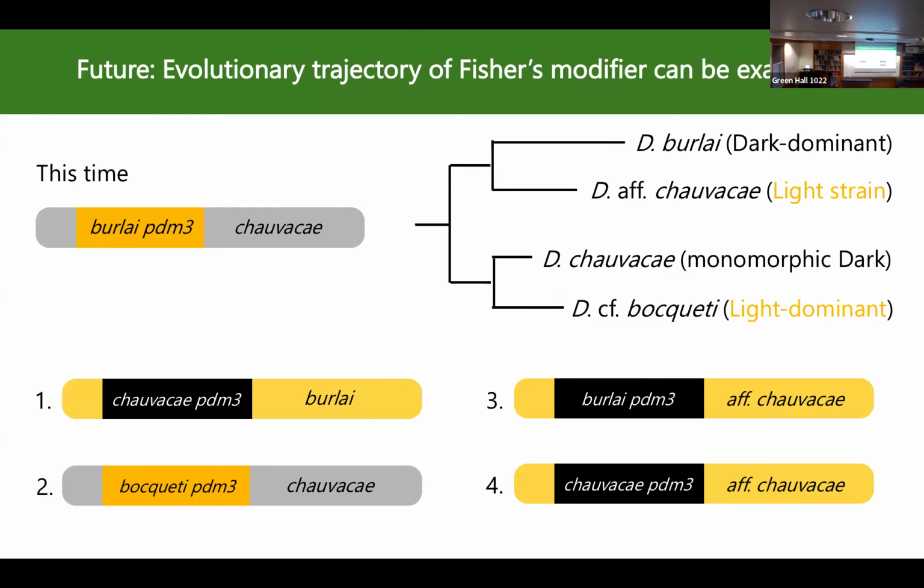So currently, I introduced the result using this combination, the blue light PDM3 allele and the genomic background of Drosophila shovaka. And now I'm preparing many combinations of the PDM3 gene from many species, and for the background, I have many species. These species are sister species. So by using this system, it's possible to examine the evolutionary trajectory of Fisher's modifier.